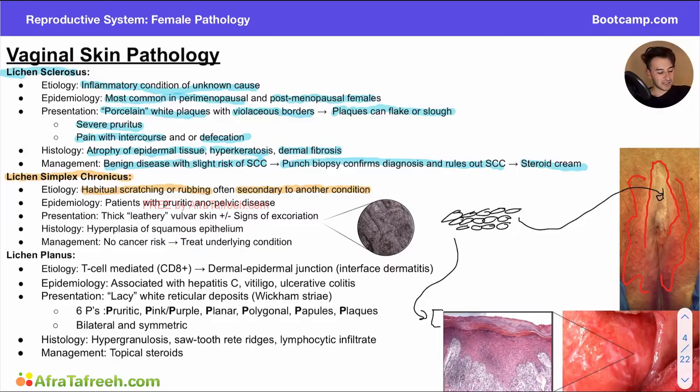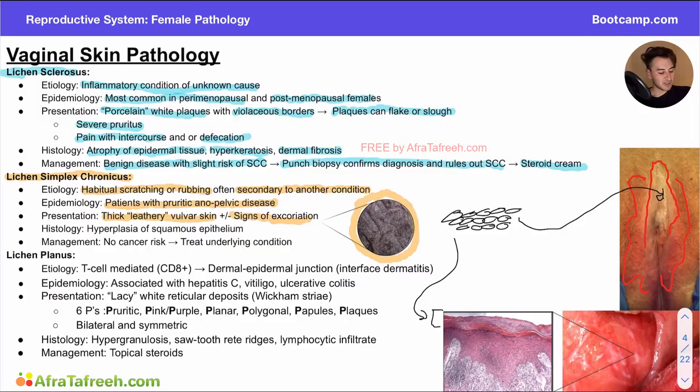And so essentially these patients are going to have some sort of underlying pruritic anopelvic disease. I gave you guys some examples, but it could really be anything. As long as they're scratching, it's going to lead to this. Our presentation is going to be this thick, leathery vulvar skin with or without signs of excoriation, and excoriation is a fancy word for scratching. You can see here in this circle that I'm highlighting, this is that thick, leathery vulvar skin. This is how it would appear, and it looks like someone's just been really scratching and irritating that area for a long period of time.